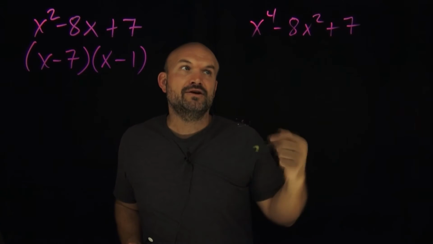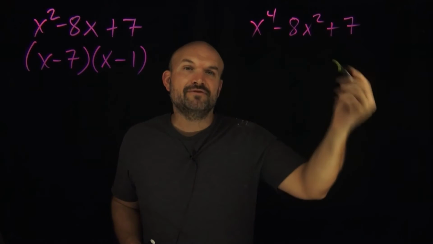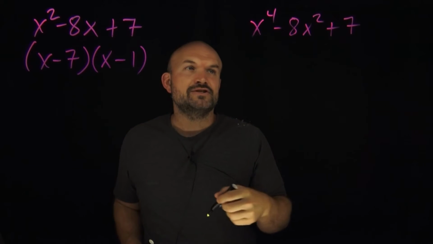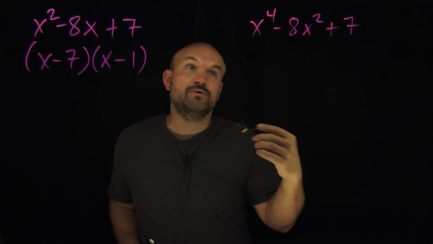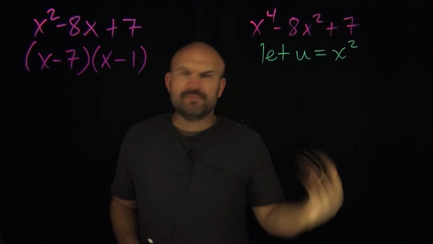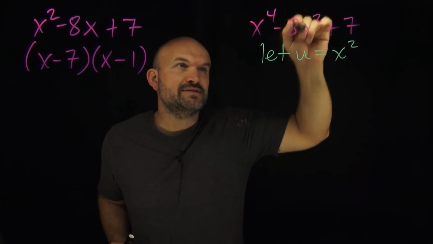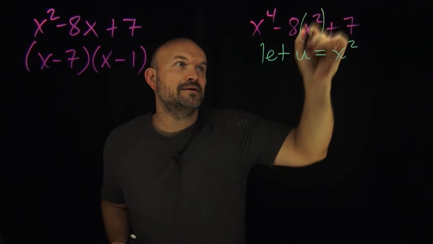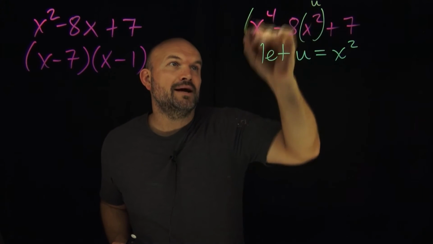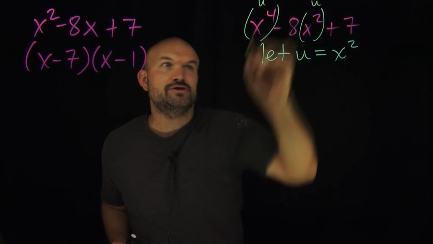Basically, I want to let a different variable represent these terms. So one way I can do it is to say, let u equal x squared. Now, why am I letting u equal x squared? Why don't I just let u equal x? Well, what is it I want? I want this to be represented as a u, and I want this to be represented as a u squared.